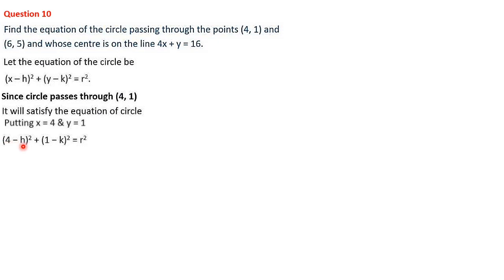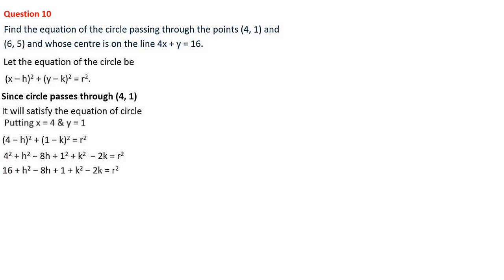This is in the form (a - b)^2, and this is also (a - b)^2. So we know the expansion of the identity (a - b)^2 = a^2 + b^2 - 2ab. Let's expand. a^2, that is 4^2, plus b^2, that is h^2, minus 2ab, 2 into 4 into h, that is 8h. Here also the same thing: 1^2 plus k^2 minus 2 into 1 into k, that is 2k, equal to r^2.